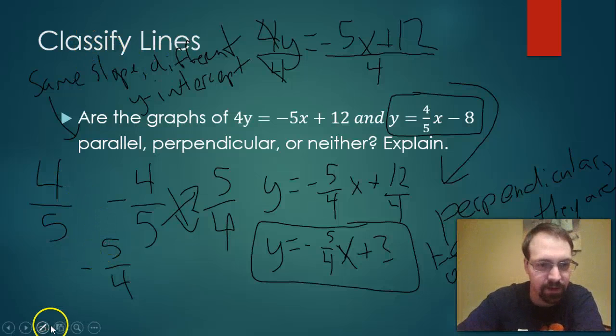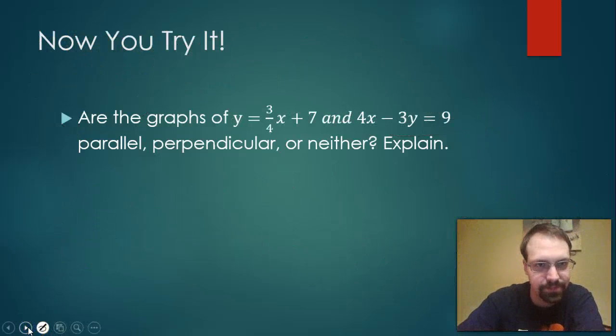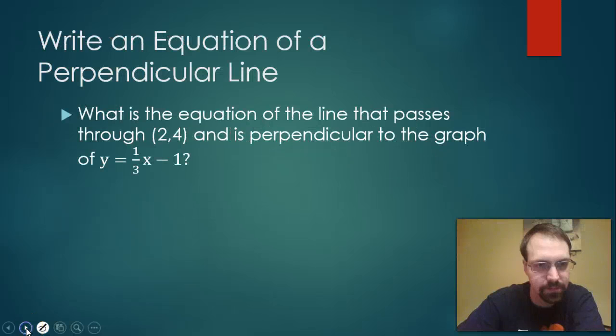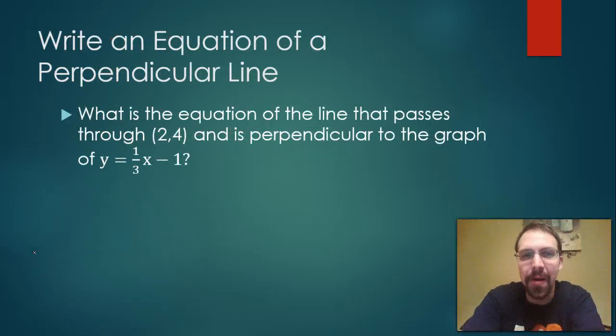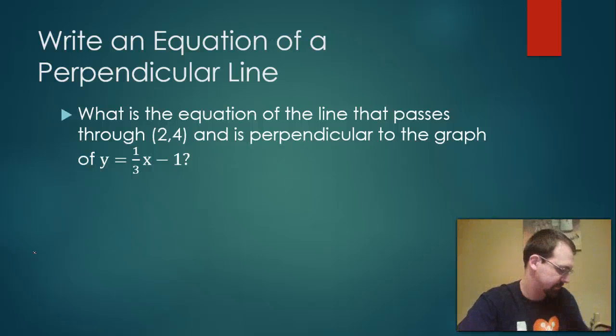We have one more thing to talk about. Now we're talking about things that are perpendicular. We're still going to use the point slope form. I'm jumping in. You take a moment, copy this down. Be right back.